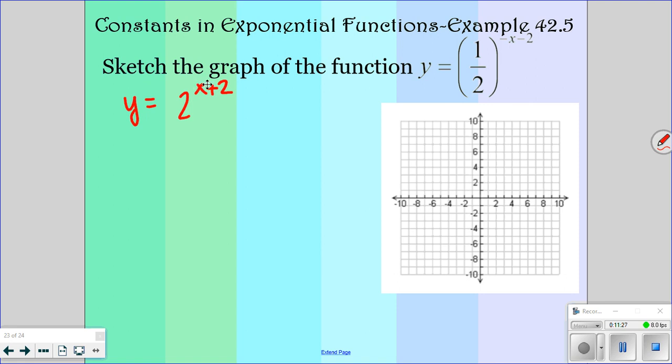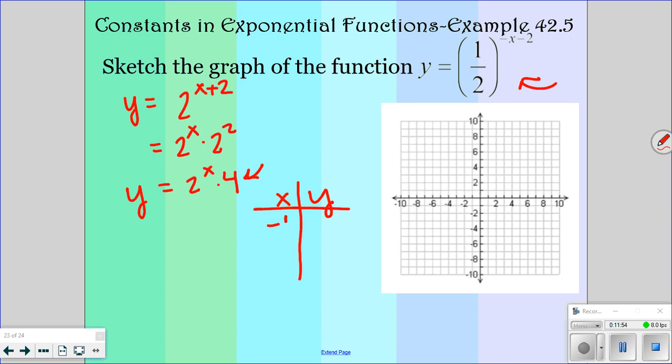And then, if you have exponents that are being added together, that means that you can split them apart by making it 2 to the x times 2 to the 2, which is 2 to the x times 4. So this equation will give you the same answers as this one. So you can plug it into either one. I don't care. It does not matter to me.